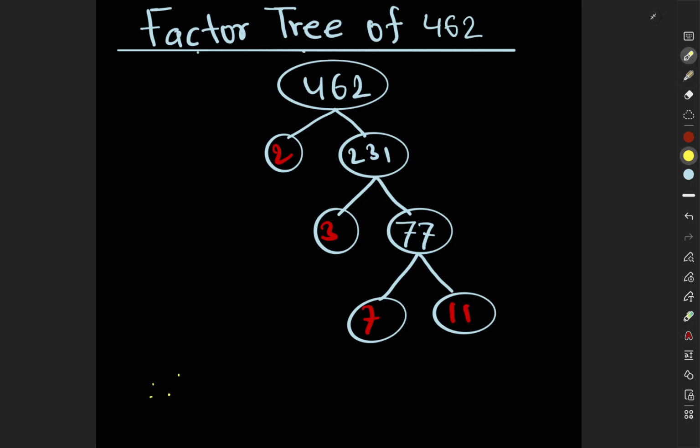So we can write 462 is equal to the product of all these prime numbers, that is 2 times 3 times 7 times 11.